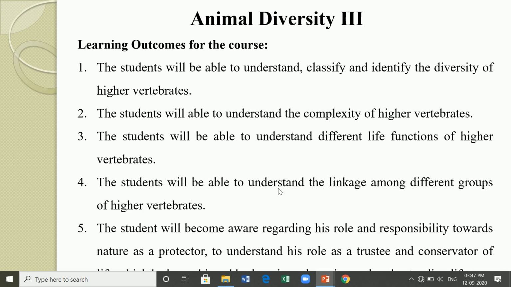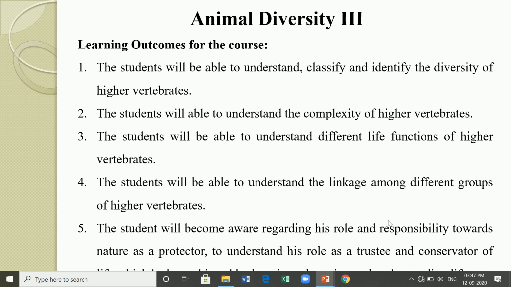The students will be able to understand the linkage among the different groups of the higher vertebrates. What are the similarities, what are the dissimilarities, or what are the linkages among the different groups of higher vertebrates, you will be able to understand after completion of this syllabus.